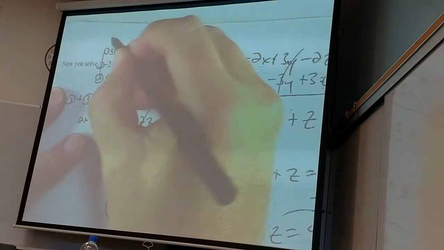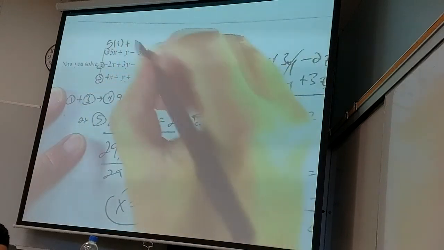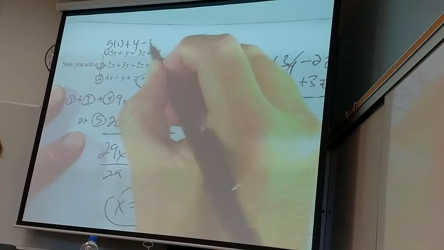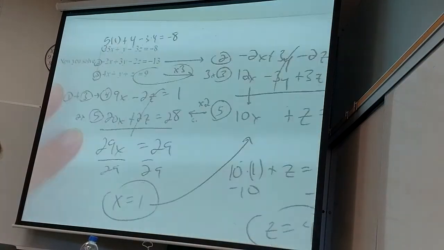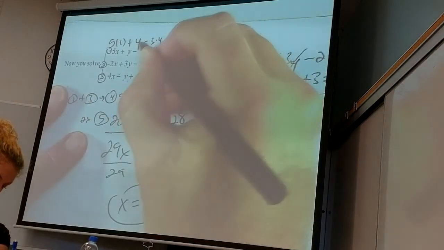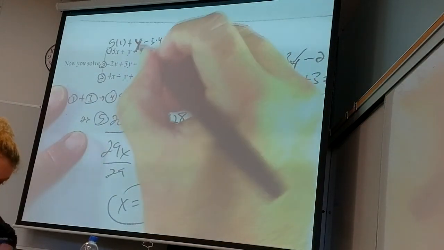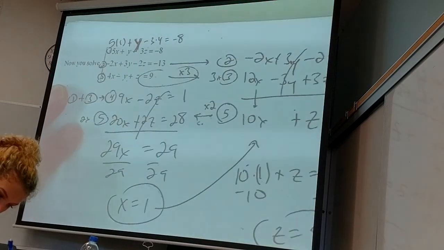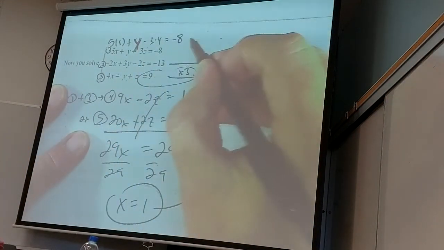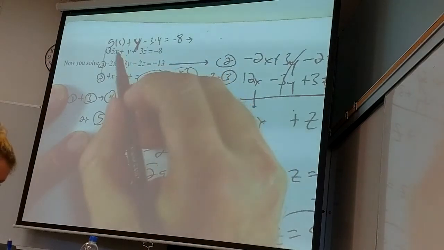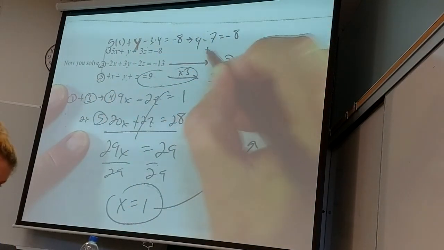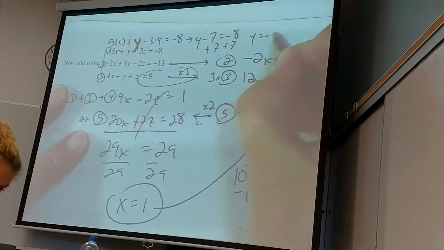So if x is 1, plus y is by itself, and z is 4. You guys with me? Yes. This is supposed to be a y. So then I get 5 minus 12 is negative 7. Add 7, I get y is negative 1.